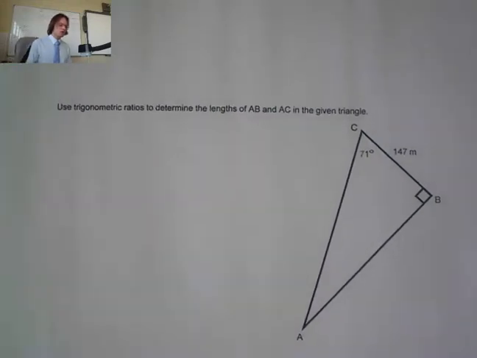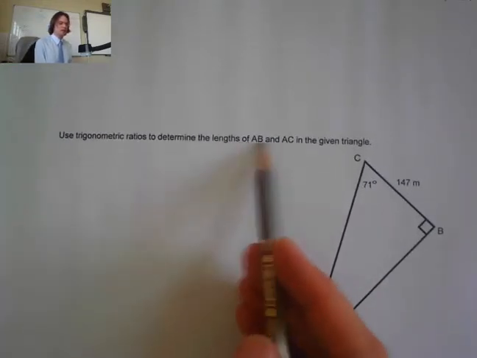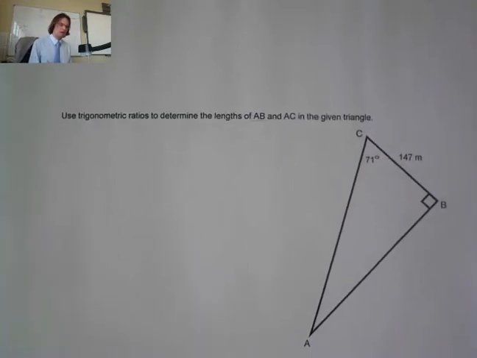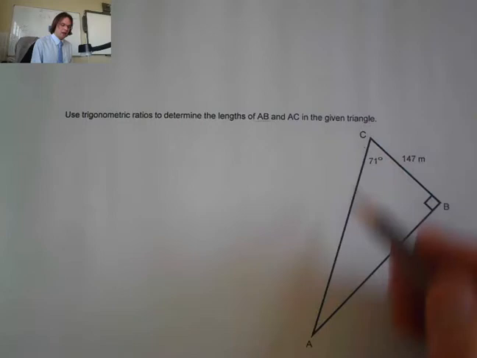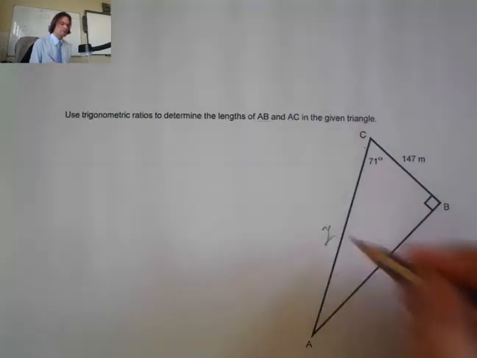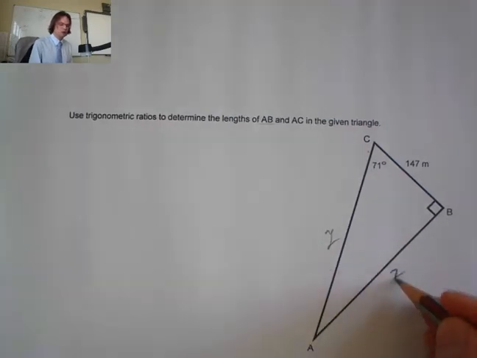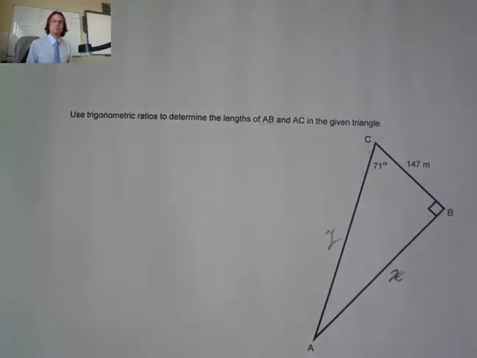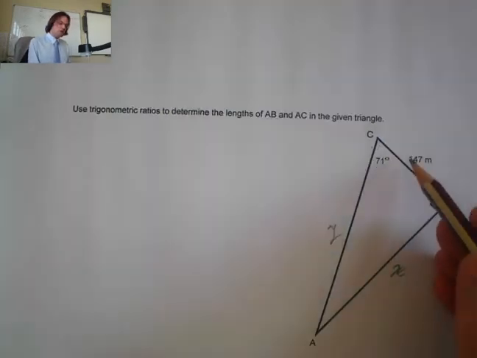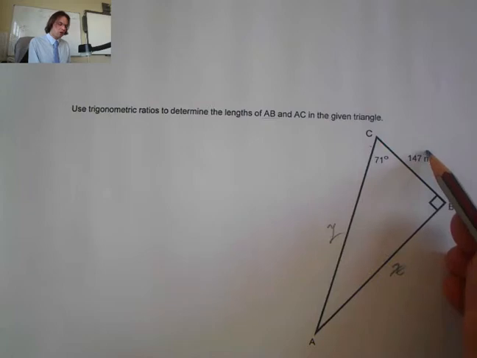Okay, one more. It says, using trigonometric ratios, determine the lengths of AB and AC. So these are my two that I want to know. There are many ways of doing this. You could probably do it a different way. I'm going to do it one way here, which involves the Pythagorean theorem. Starting off, I'm going to try and use the ratio we haven't used so far. I'm going to use the tan ratio.